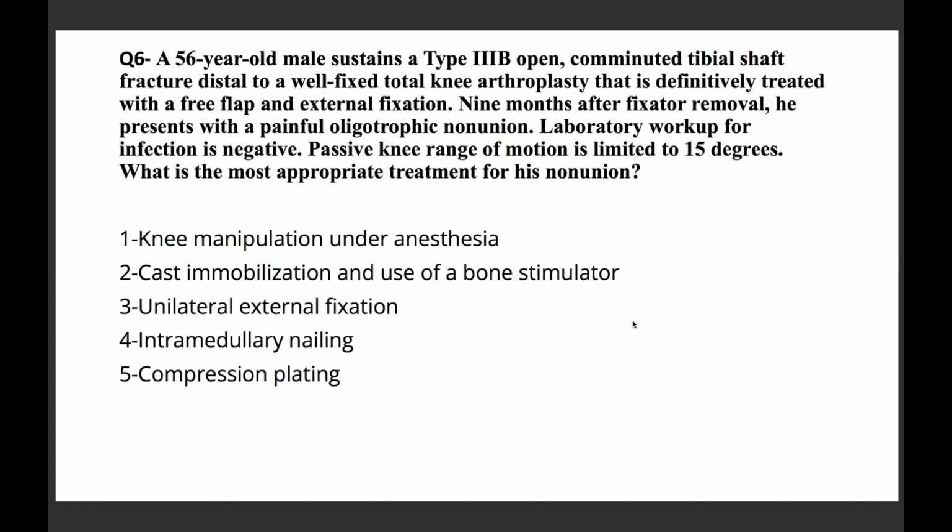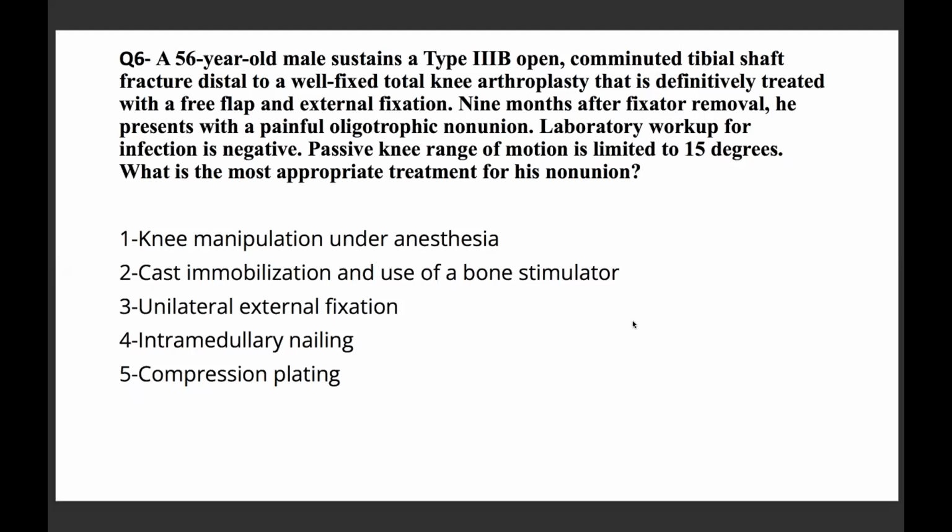Compression plating has one challenge, which is the flap. However, you can call your plastic colleagues to raise the flap, and then you can do compression plating. Now, nailing has one advantage: I would assume they would ream, which would provide biology, and it is an oligotrophic non-union, isn't it? So there is a need for biological intervention. Plating might compensate for some of the biology, but you need to have graft with it as well. This is actually a confusing question for me as well. But knowing that nailing is a difficult option, I chose compression plating.